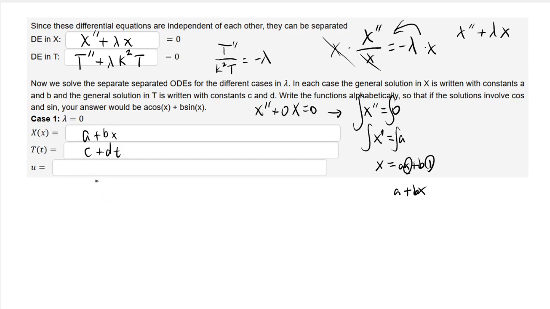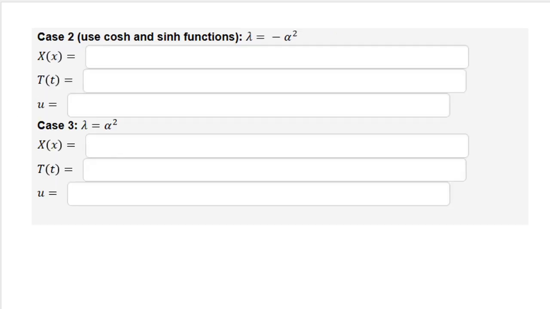t is the variable here. And then u, because our original assumption was that u is x times t, you just simply multiply these two and you're done. Okay, now let's move on. Okay, how about this one?